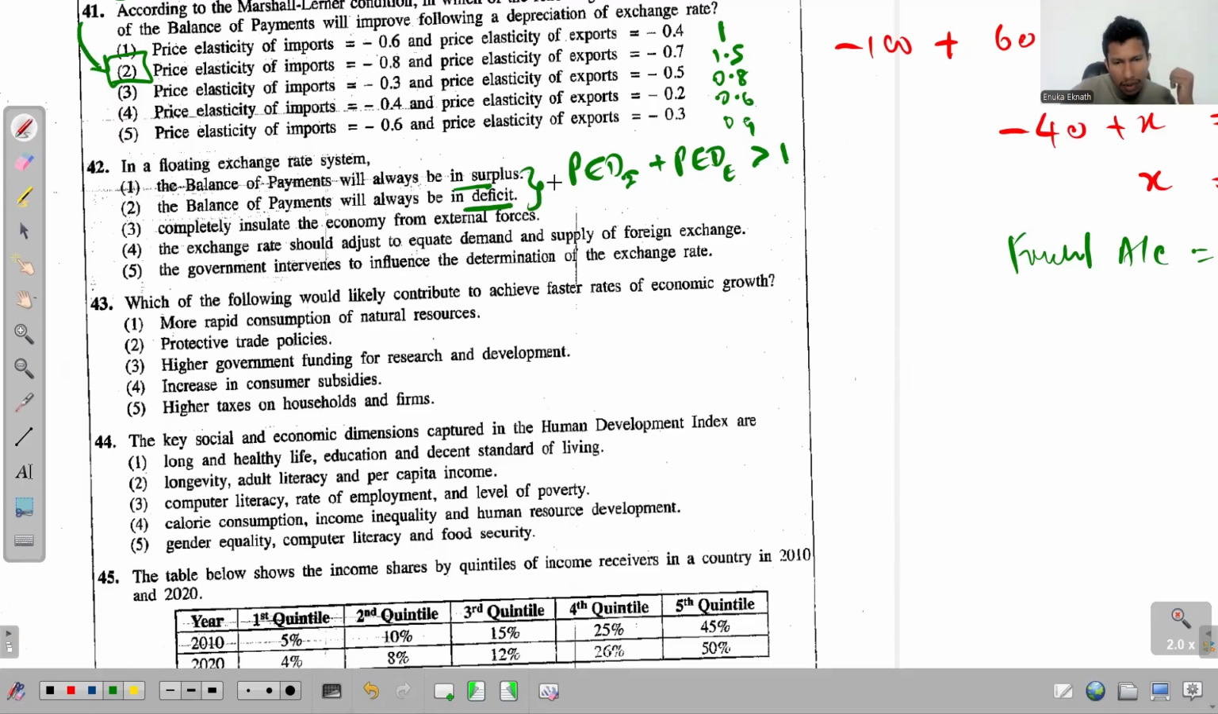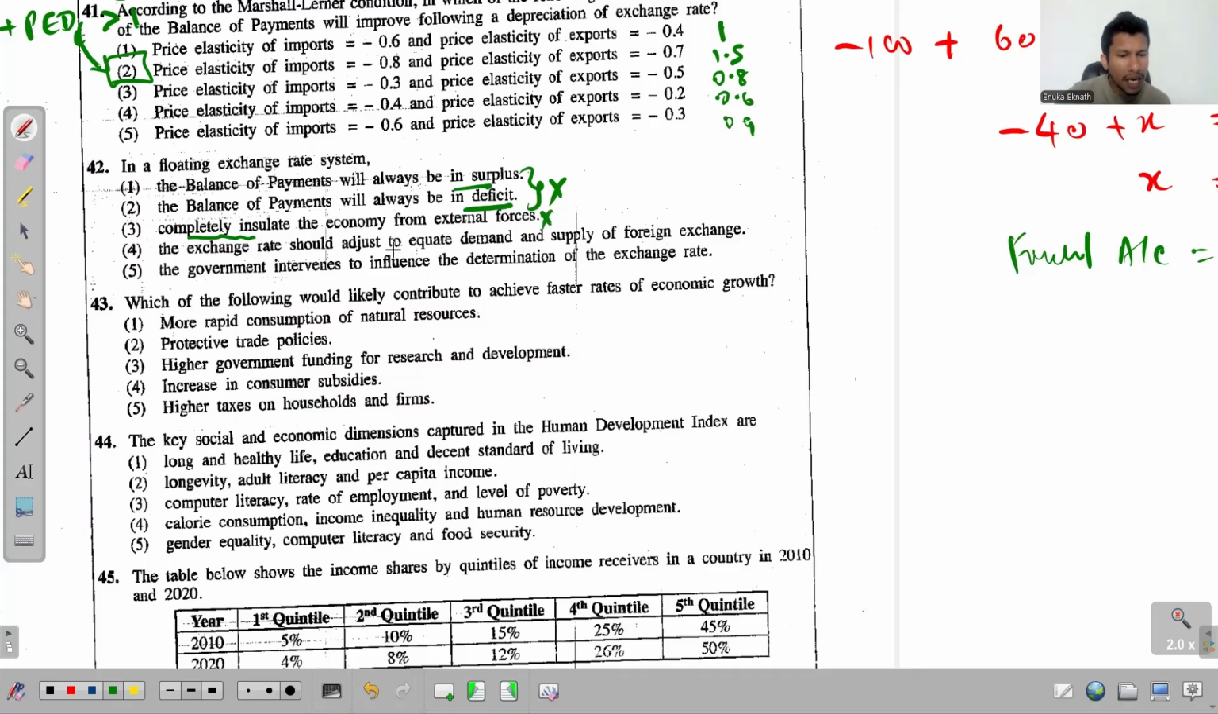So for these two answers, we can't comment on those simply by looking at the foreign exchange rate system. Okay. So both are ignorable. Third one, completely insulated the economy from external forces. How can that be? If it's floating exchange rate system, economy is vulnerable to any external force, any external shock. Right. The fourth one, this is not wrong.